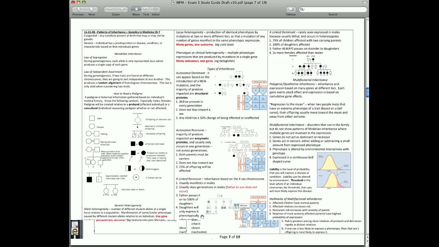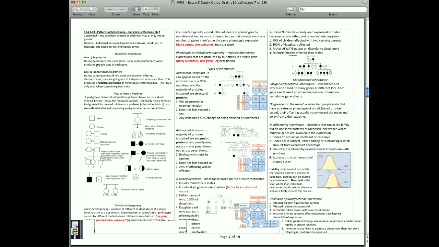Okay, finally, we want to talk about the different general types of inheritance. Mendelian inheritance follows 2 laws, the law of segregation. This means that each allele only represents once. That means 1 copy of each gene is produced during gametogenesis. The law of independent assortment simply says that there's random alignment of homologous chromosomes. That means that the assortment of one gene doesn't affect the assortment of another.